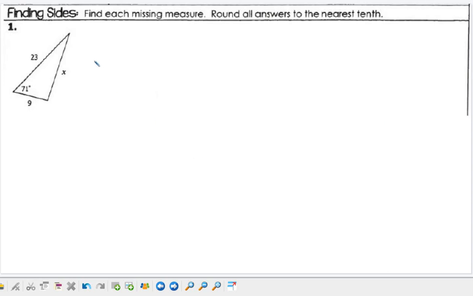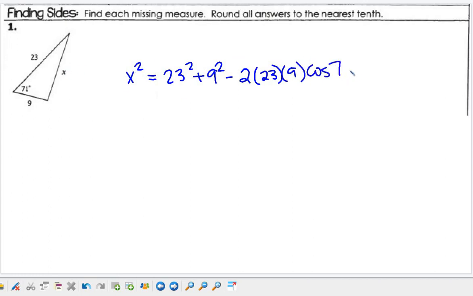So if I'm looking for x squared, I have the angle x, so it's the other two sides squared, so 23 squared plus 9 squared minus 2 times 23 times 9 cosine of the angle that I'm looking for, which is 71 degrees. Now a lot of students key this in wrong, so I'm going to show you several times on the calculator the keystrokes to key this in.